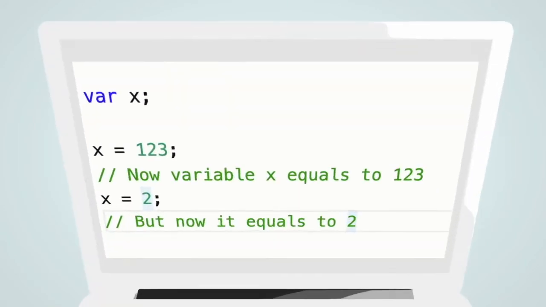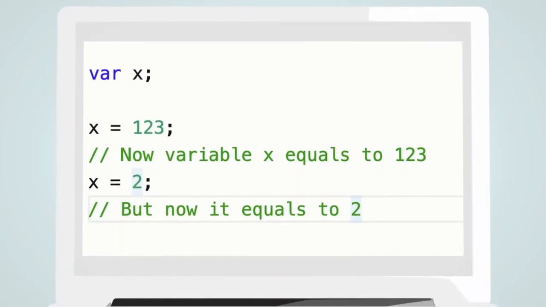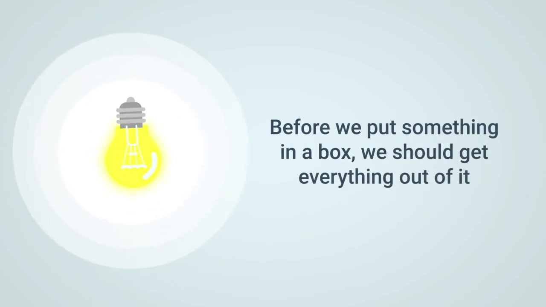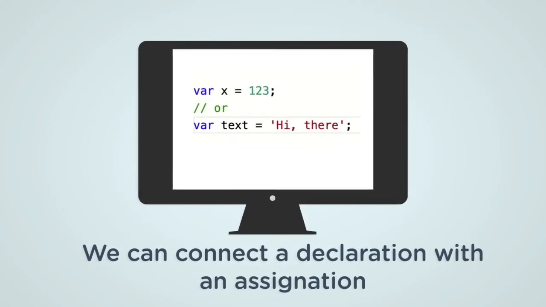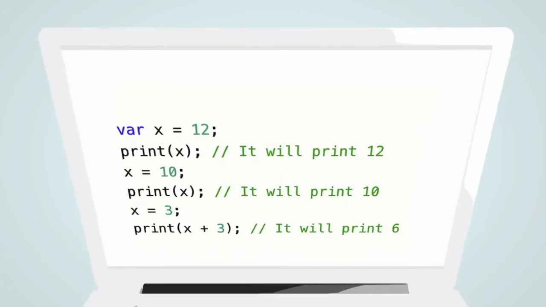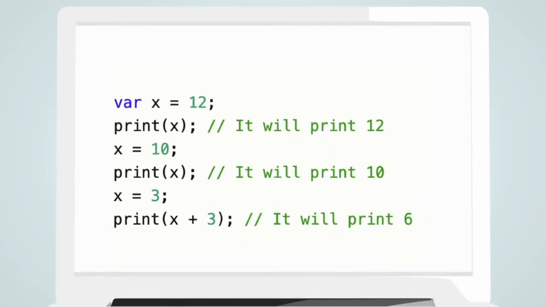So, if we assign a new value to some non-empty variable, its old value just disappears. It means that before we put something in a box, we should get everything out of it. We can connect a variable declaration with a variable assignation to keep program code shorter and more readable. To use variables in the code, we just write their names. A computer will automatically replace each variable with its value during the program execution.